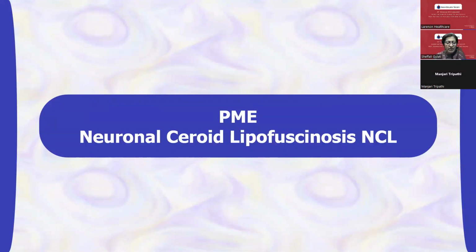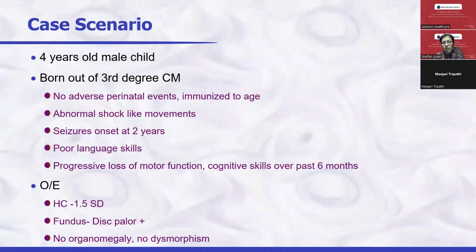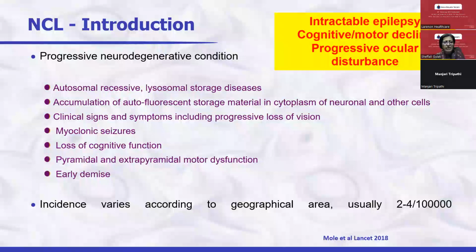NCL is something which we have been helped by EEG to diagnose in certain situations. This was a 4-year-old boy born of a third-degree consanguineous marriage with no adverse perinatal event, who had abnormal choreoid movements, seizure onset at 2 years of age, poor language skills, and progressive loss of motor function and cognitive skills over the past 6 months. Head circumference was at -1.5 SD, and there was disc pallor, and no other organomegaly. This is an autosomal recessive progressive neurodegeneration, which may include progressive loss of vision, myoclonic jerks, loss of cognitive function, and pyramidal and extrapyramidal motor dysfunction.